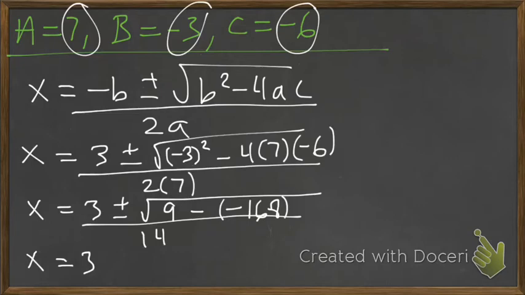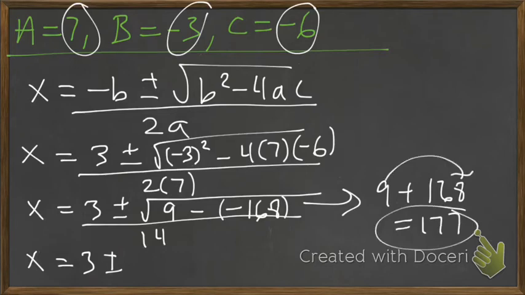So x is equal to 3 plus or minus. When I add these together, I should end up with, all right, let's write this out. 9 plus 168 equals 177. 9 and 8, 17, yeah. So, root 177 divided by 14. Now, at this point, I'm going to go to another page. See if I can just copy the part I want.